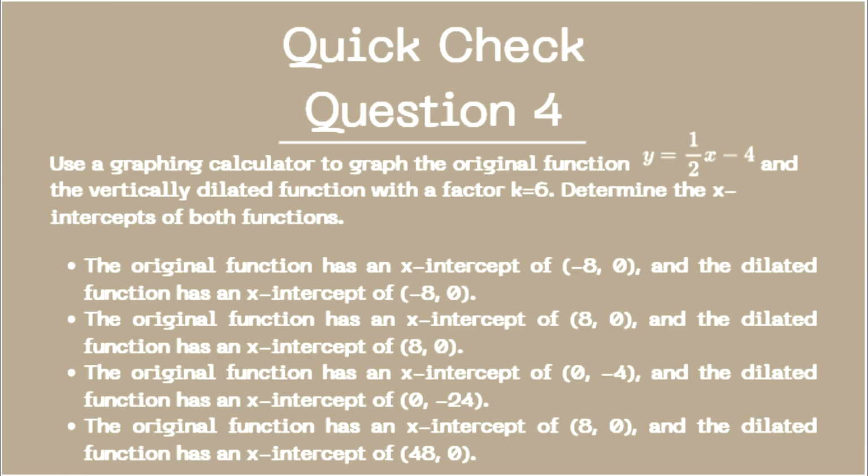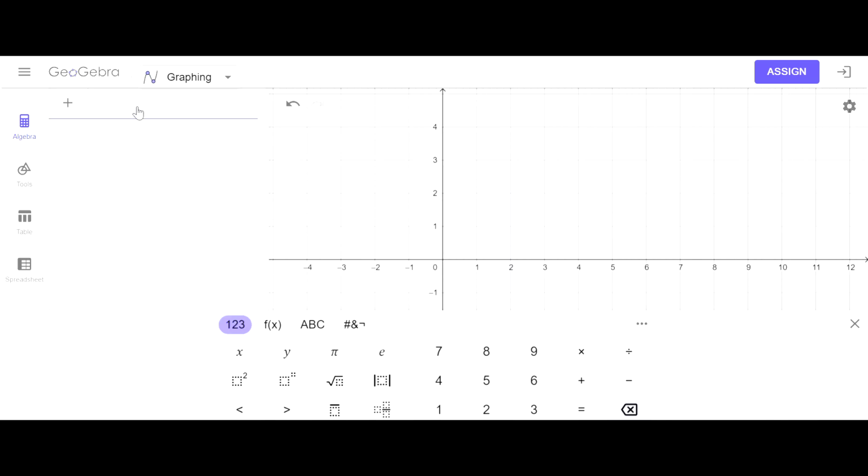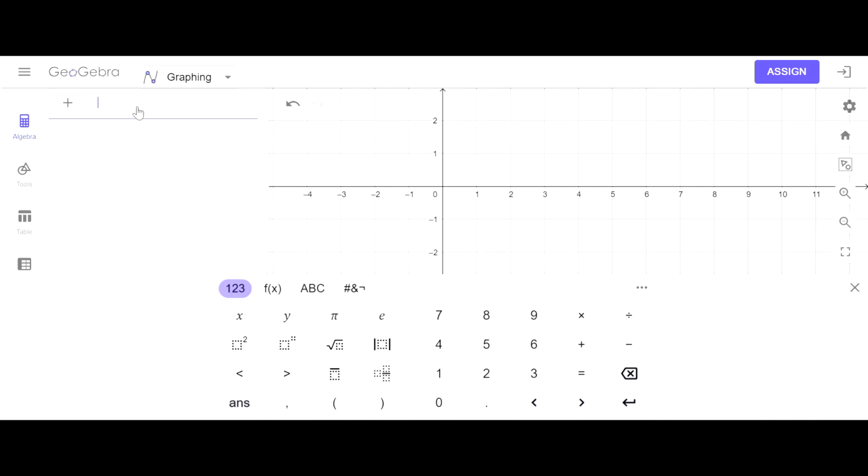Here's quick check question number 4. Use a graphing calculator to graph the original function y equals 1/2 x minus 4 and the vertically dilated function with a factor k equals 6. Determine the x-intercepts of both functions. So we need to head back over to GeoGebra. Make sure to clear all the stuff up here so you don't have old graphs screwing this up.